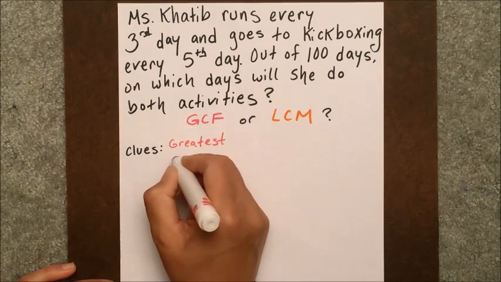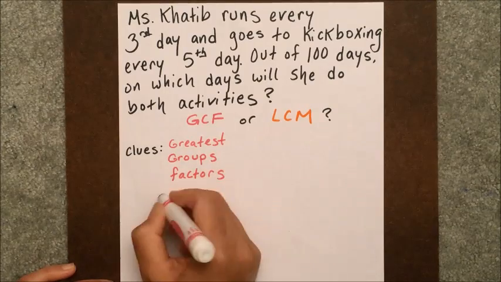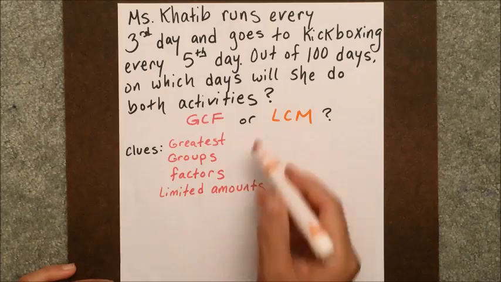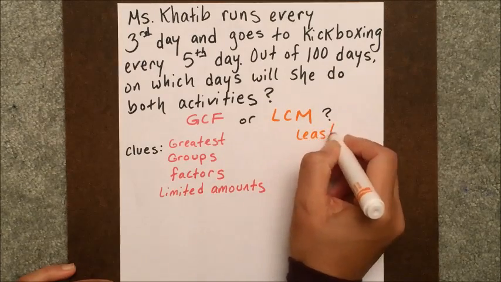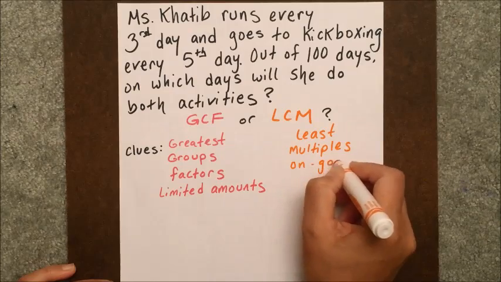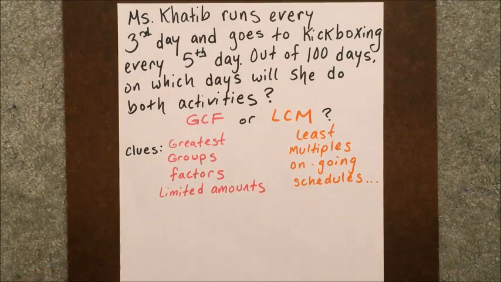For greatest common factor, we have words like the greatest. We're grouping things. We have the factors or the parts of a number, or we have limited amounts. For LCM, we have things like least, the multiples, if it's an ongoing thing, or stuff that has to do with schedules. So let's look back at our problem to see what we can figure out.